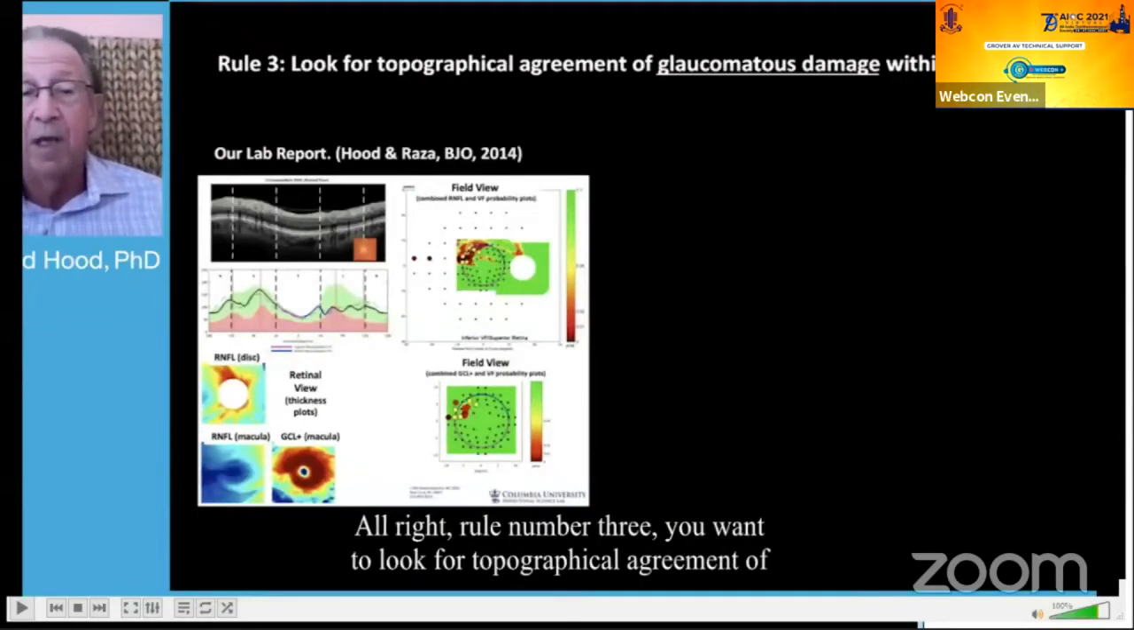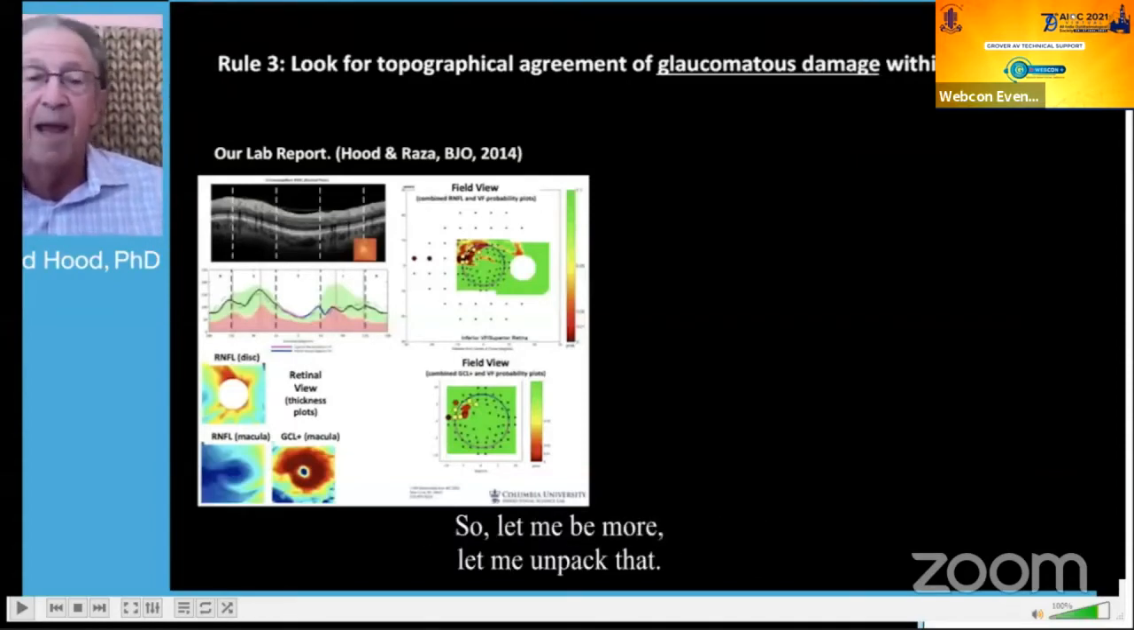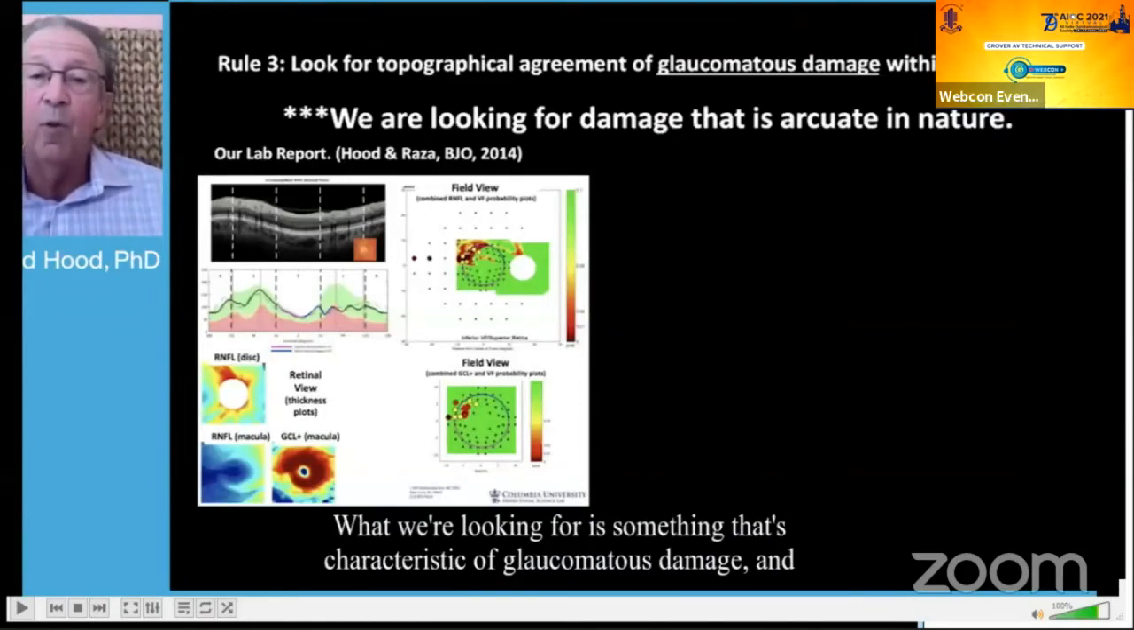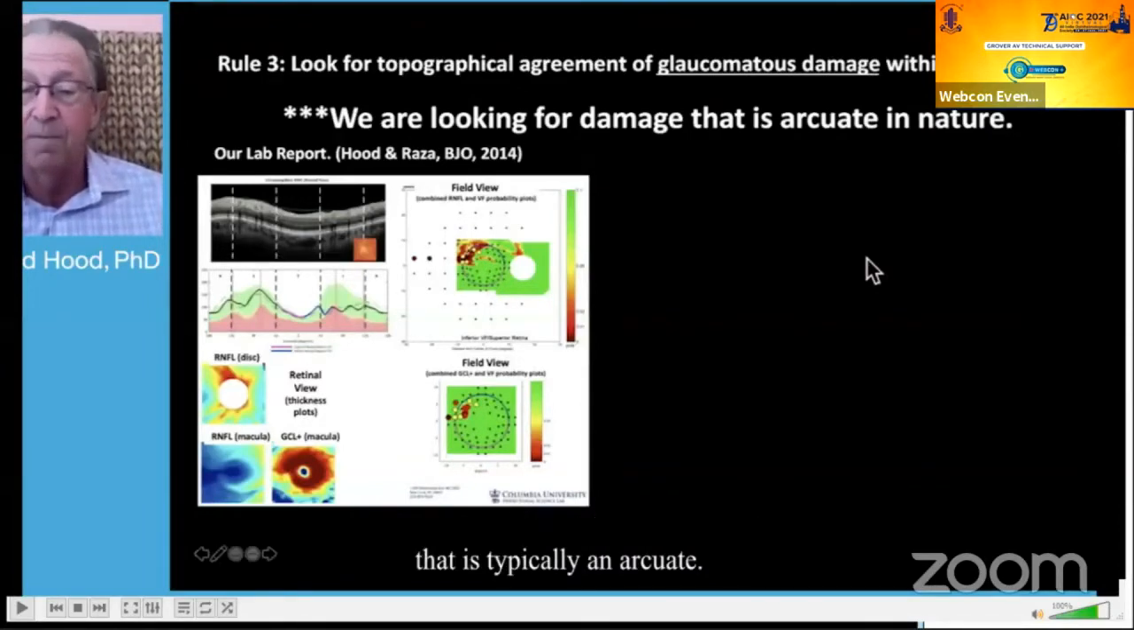All right, rule number 3, you want to look for topographical agreement of glaucomatous damage within a report. So let me unpack that. What we're looking for is something that's characteristic of glaucomatous damage, and that is typically an arcuate.